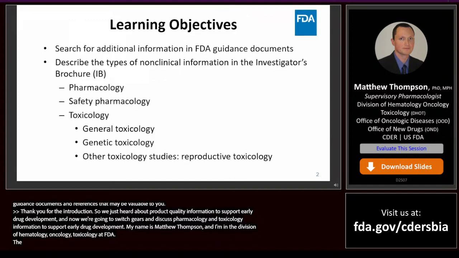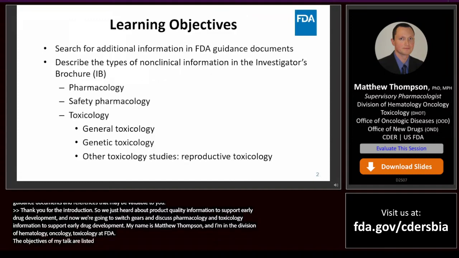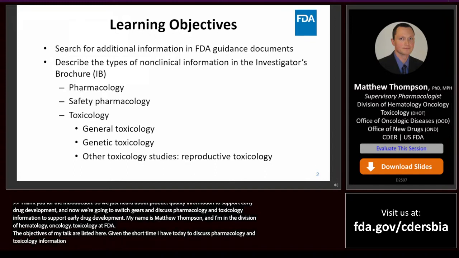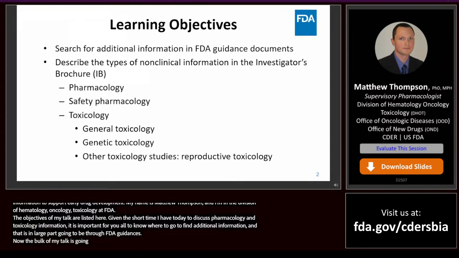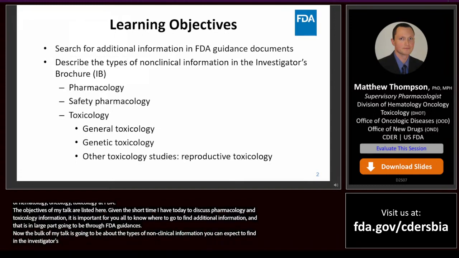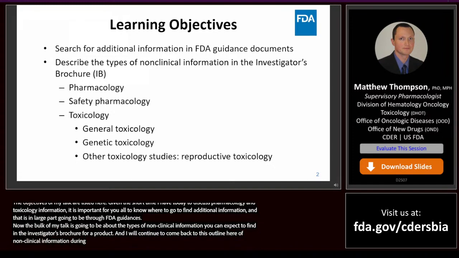The objectives of my talk are listed here. Given the short time I have today to discuss pharmacology and toxicology information, it is important for you all to know where to go to find additional information, and that is in large part going to be through FDA guidances. Now, the bulk of my talk is going to be about the types of non-clinical information you can expect to find in the investigator's brochure for a product. And I will continue to come back to this outline here of non-clinical information during the talk.